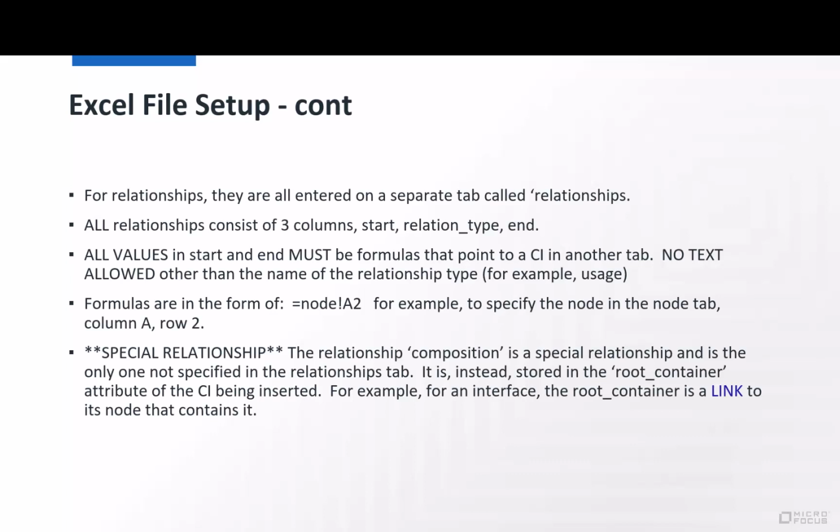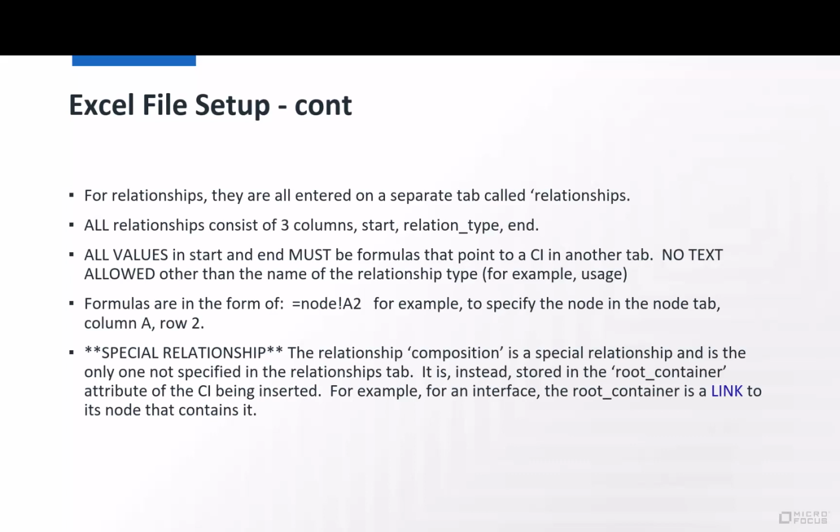Do not type text in here. The formulas are in the form of equals node exclamation point A2. That means go to the node tab and look at cell A2, that is column A, row 2, to get that value. That is what is going to be displayed in the start or end column. Now that's important because if we put text in there, you will get some errors, and you'll see that in the error and troubleshooting messages.